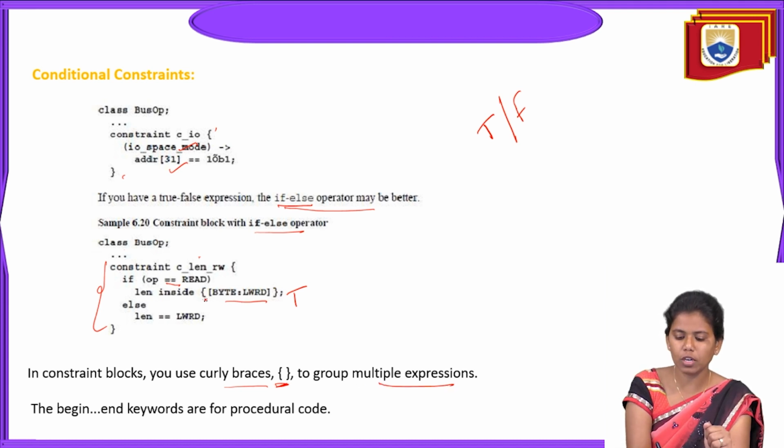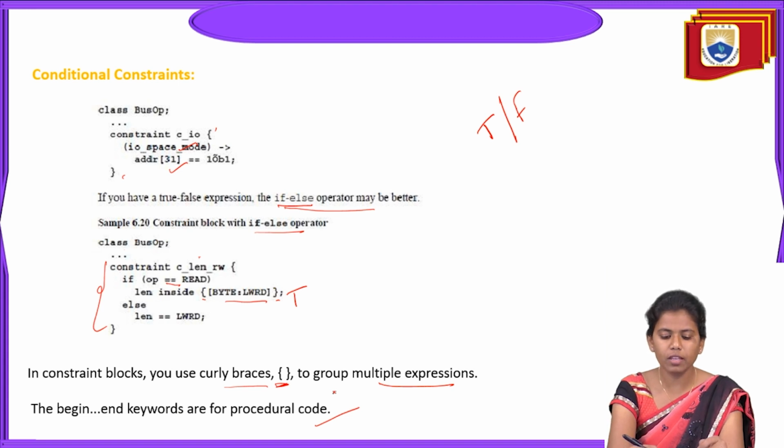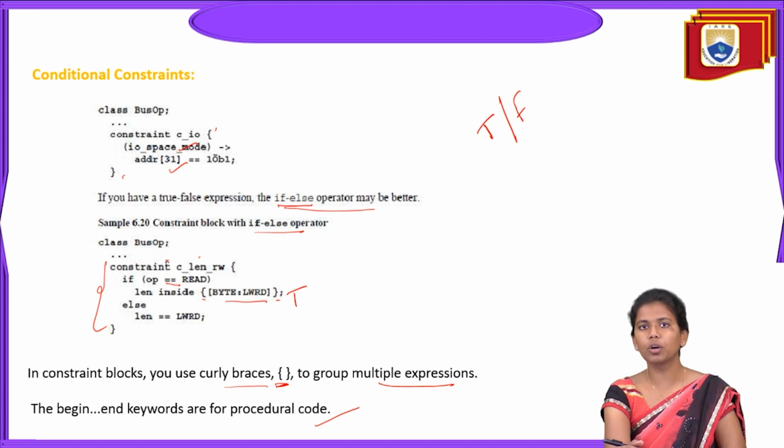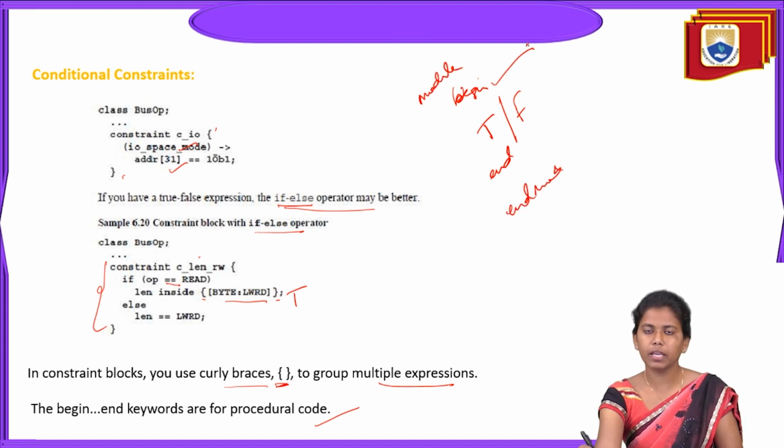So obviously, what do these curly braces contain? They contain multiple expressions. The begin and end keywords are for procedural code. So in this procedural code, obviously we have to write begin and end. These are very prominent keywords. A module should start with module and end with endmodule, and if it starts with begin, it should end with end.